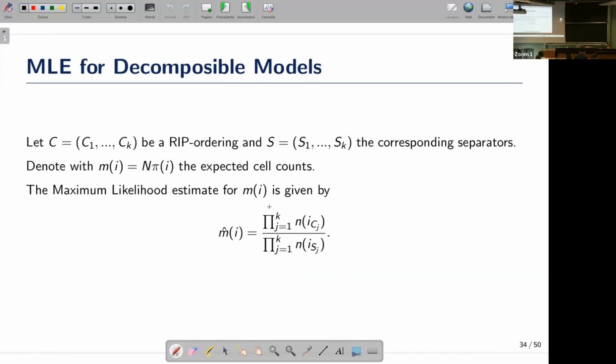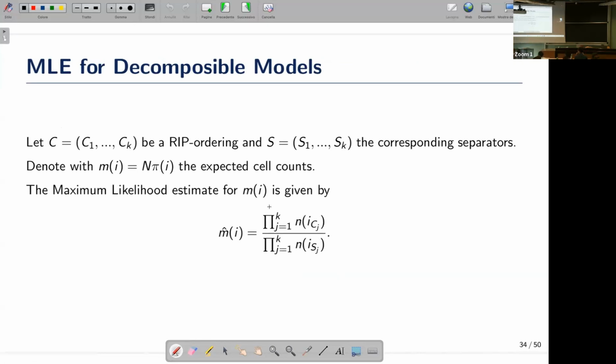Now, what is a decomposable graphical model? You did a task and didn't tell you, so it means you are very tired. So what does it mean to have a decomposable graphical model?